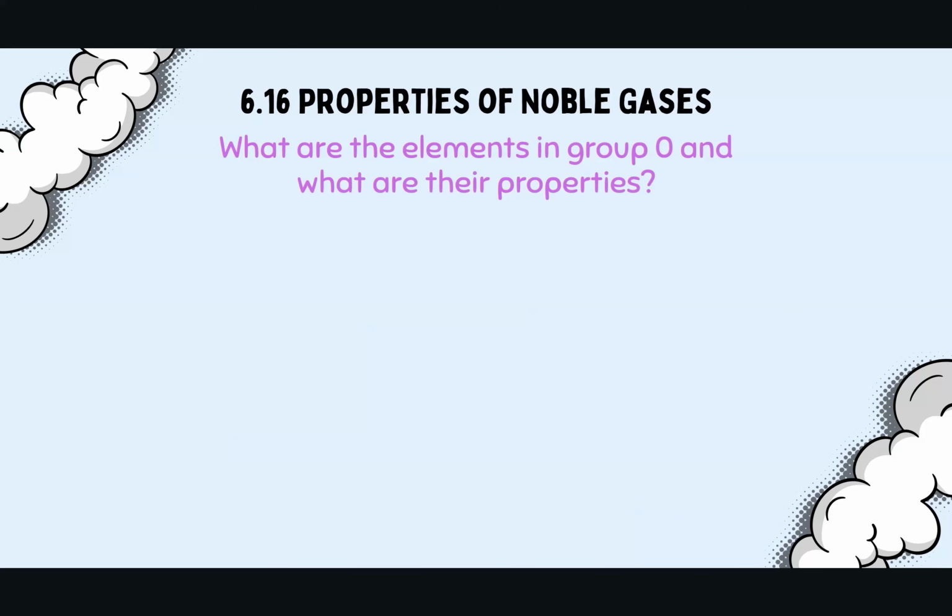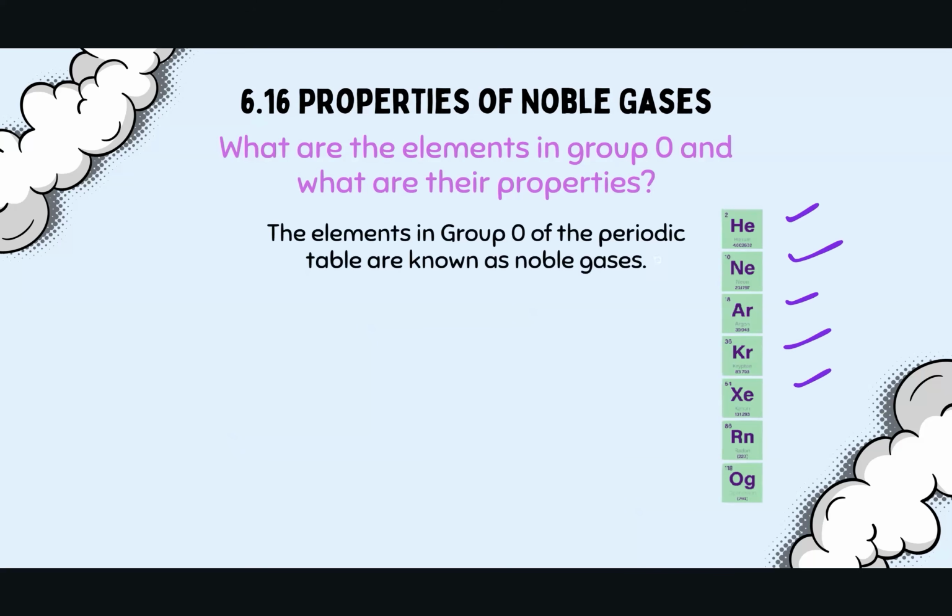Okay, this is the last part of the chemistry section for today. Properties of noble gases. What are the elements in group 0 and what are their properties? So we've got helium, neon, argon, krypton, xenon, radon, and oganesson. So the elements in group 0 of the periodic table are known as noble gases.